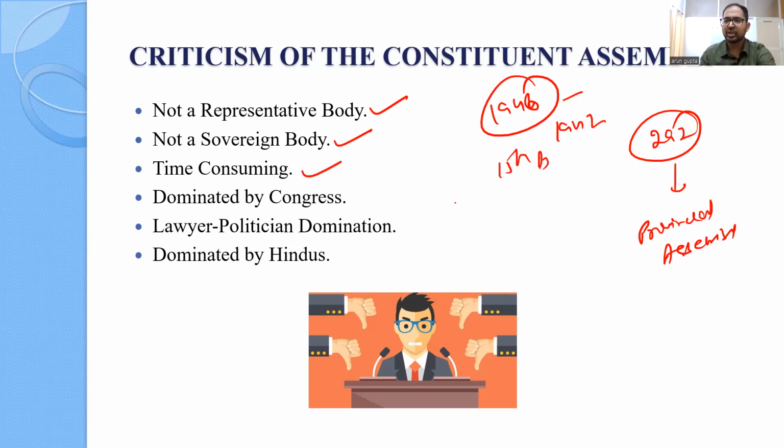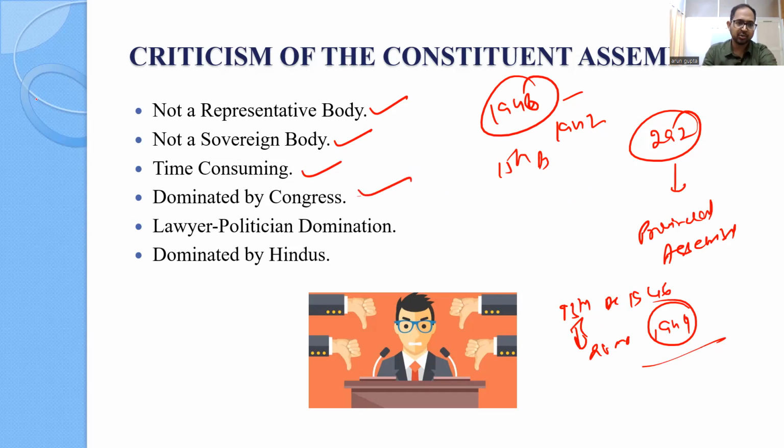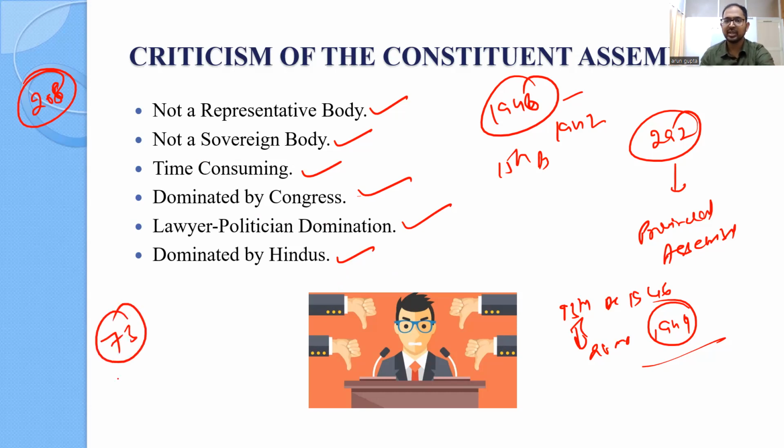It took a lot of time, more than 2 years, around 3 years, to formulate, just below 3 years, from 13th December 1946 till 26th November 1949. So it took a lot of time and was dominated by Congress. As we know, 208 members were from Congress out of the total. And mostly there were lawyers and politicians, no representation to other classes. It was also dominated by Hindus because the 73 seats of Muslims were left when the Muslim League withdrew. So these were the criticisms you can read in the book.